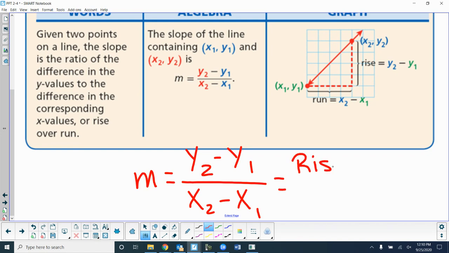Remember what rise means? Up and down, right? Which axis is up and down? The y. Right? That's why the y's are on top. And then the run is the horizontal axis, which is which one? That's the x-axis, right?